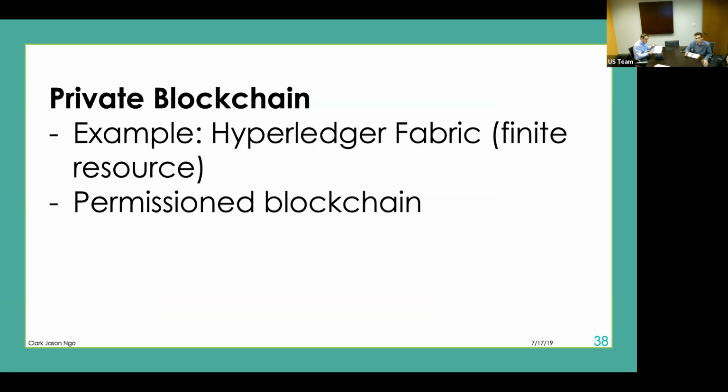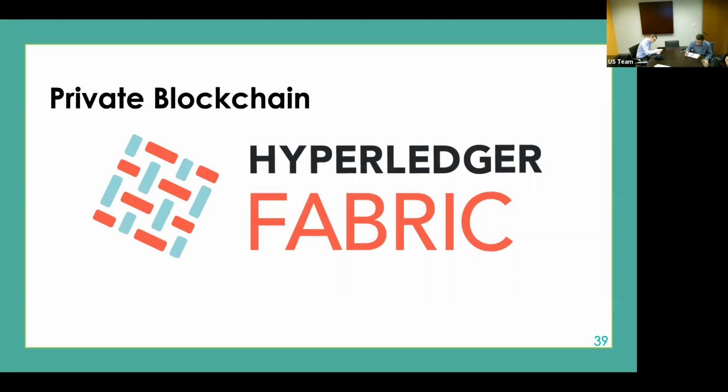So private blockchain. An example would be Hyperledger Fabric, and that's a typo with the finite resource. Don't try to remember that. And one thing to note about the difference between public and private: public is permissionless, and private is permissioned blockchain. This is one of the very popular private blockchain or private distributed ledger providers.